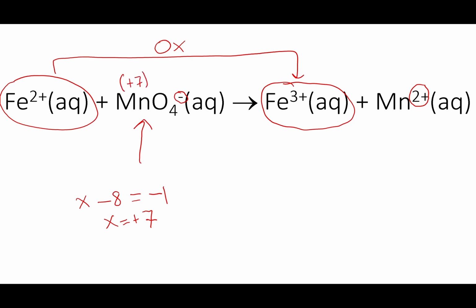if manganese is actually positive 7, we can see that it goes from a plus 7 state to a plus 2 state, and therefore is actually the reduction.